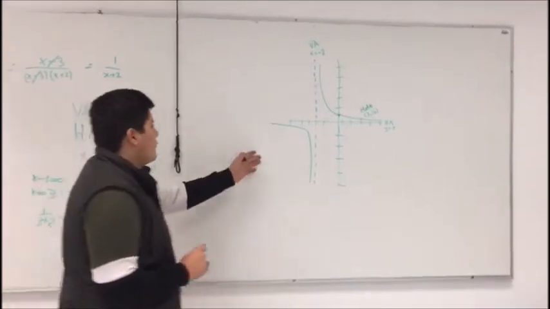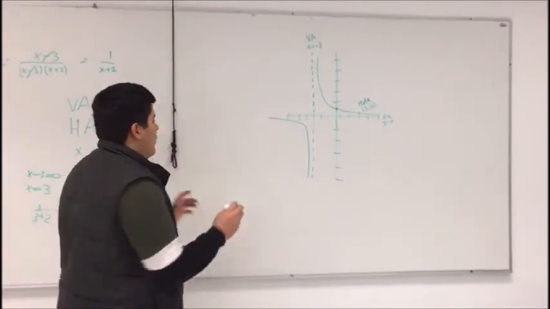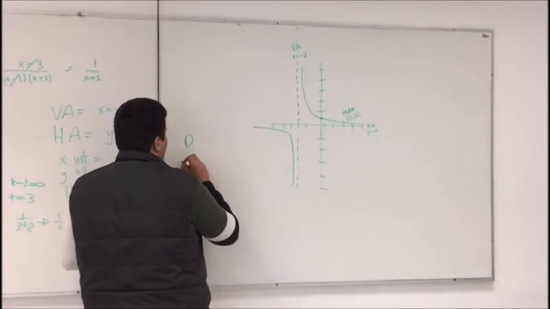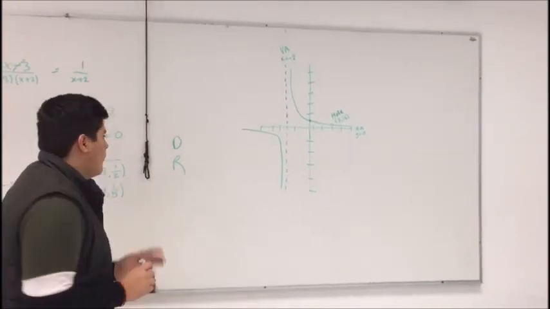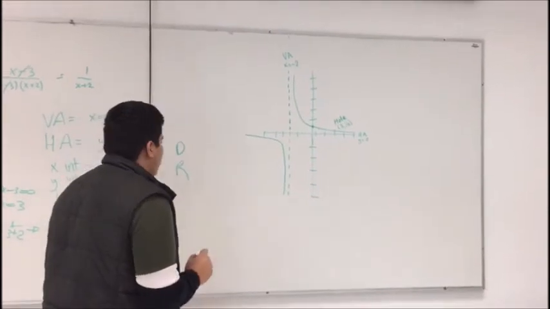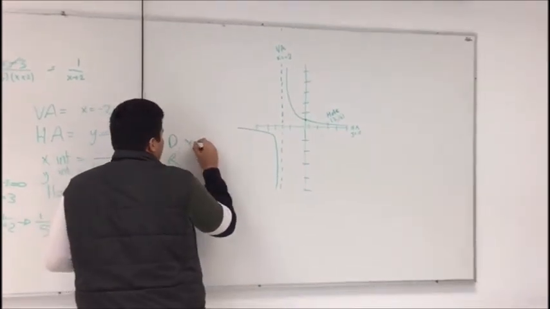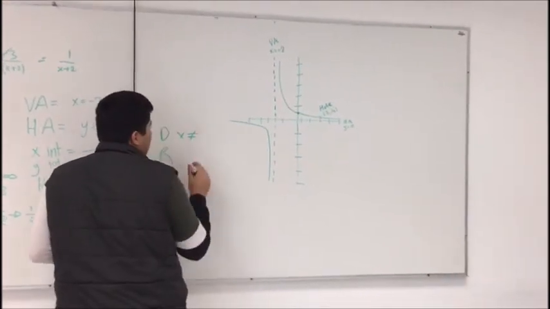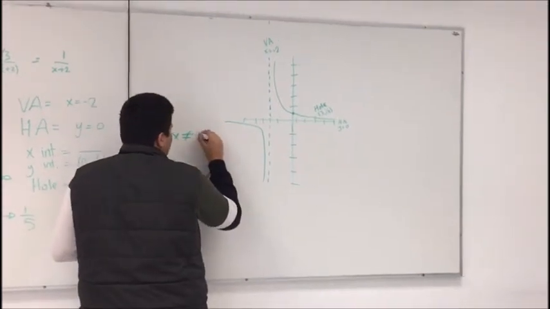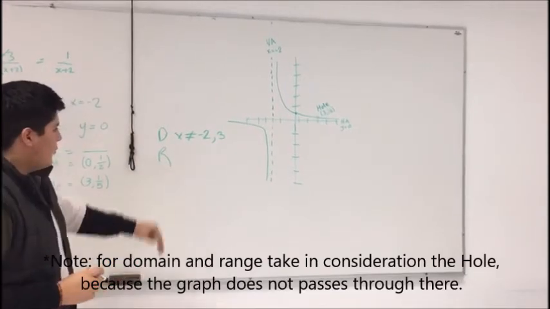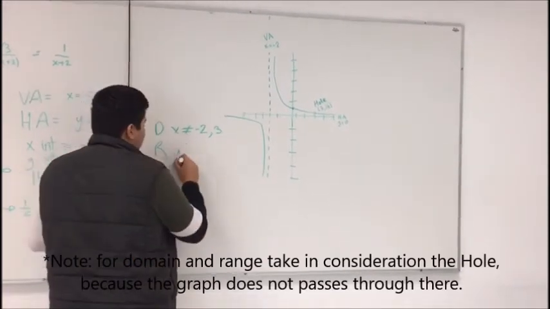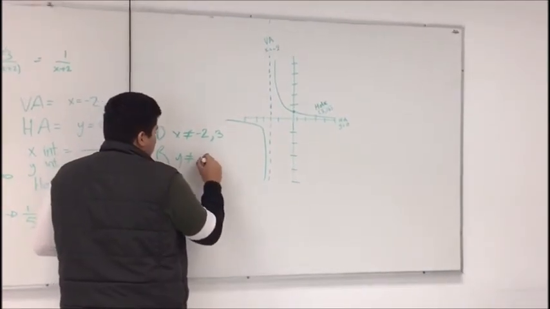And the final thing we have to do is look for the domain and range. Remember that this is like a scan from left to right, which is the domain. It will be x is different than negative 2 and 3. And for the range, it will be y is not equal to 0.